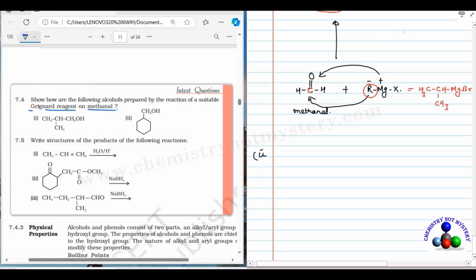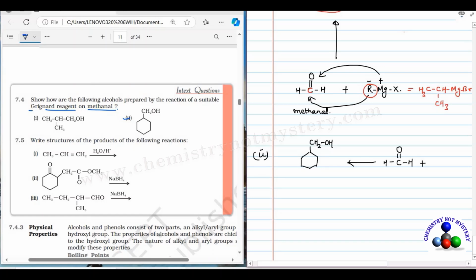Now again, first of all, draw the structure of the alcohol. So this is the alcohol. Here this is cyclohexane. It is bonded to CH2 and OH. So again, this is a primary alcohol. And you know, a primary alcohol can be prepared from methanal only. So again, draw the structure of methanal. C double bond O. This is methanal.